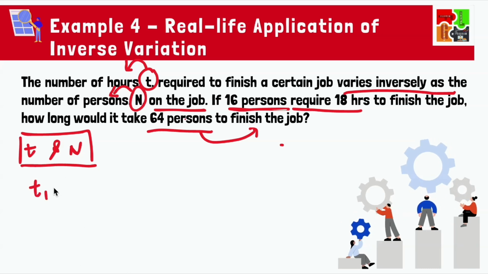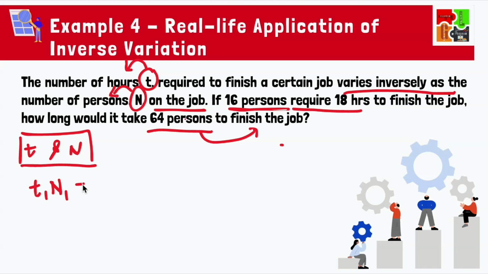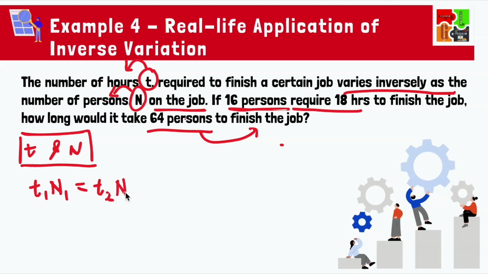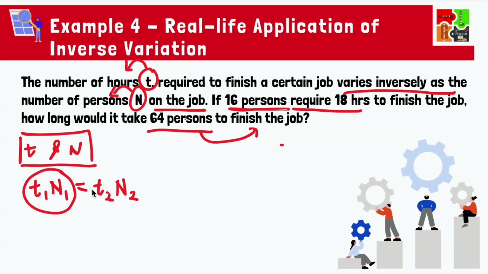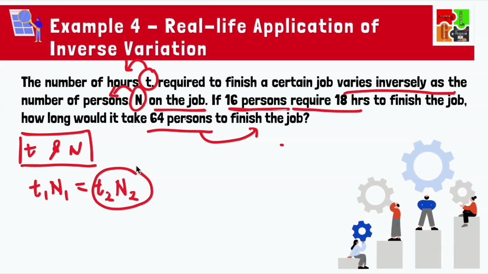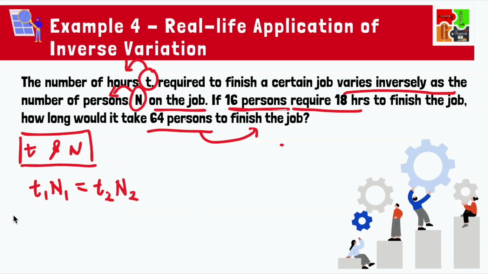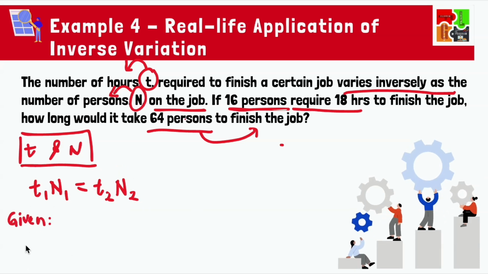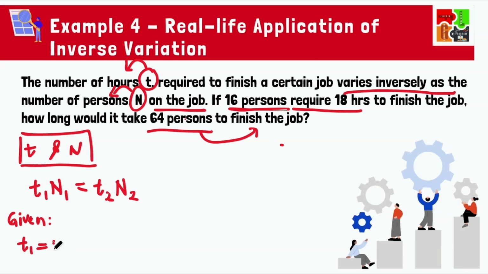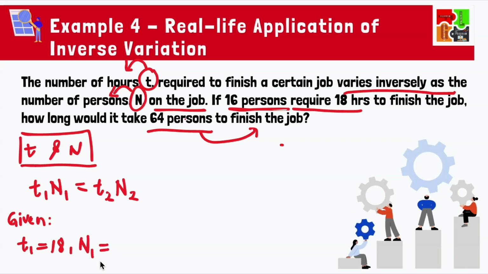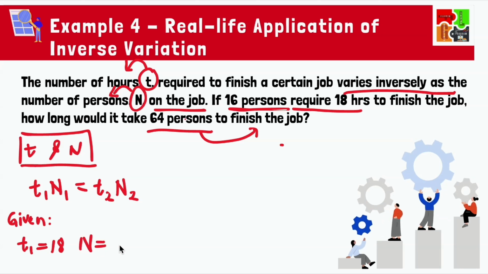So, T's of 1 multiplied by N's of 1 is equal to T's of 2 multiplied by N's of 2. This is the first set of persons who worked, 16 persons and 18 hours, and this is the second. These are the givens. Our T's of 1 is the first time of work, that is 18 hours. We also have N's of 1, the number of persons who worked 18 hours, which is equal to 16.